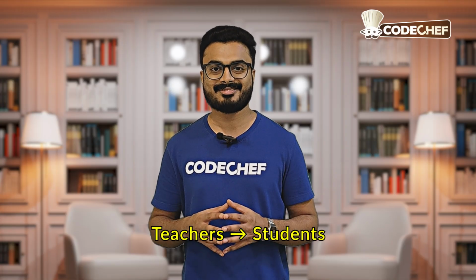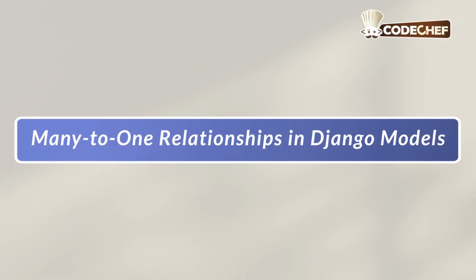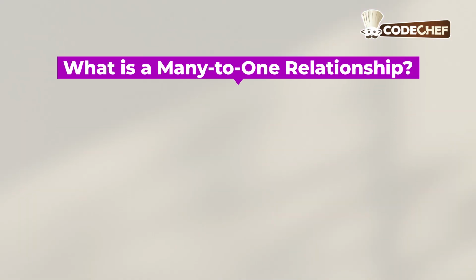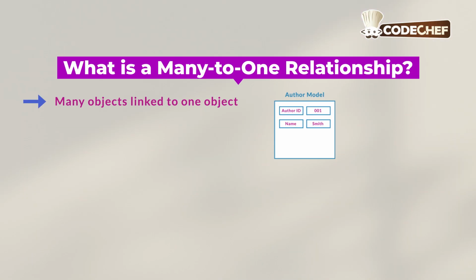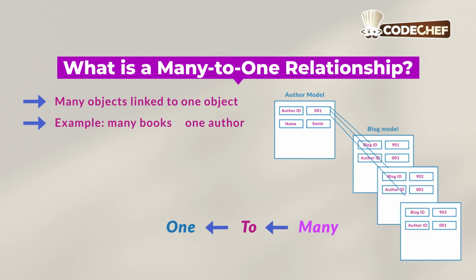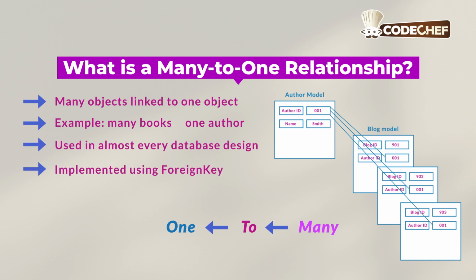So let's get started. Let's understand how Django handles many-to-one relationships and why they are essential for real-world applications. A many-to-one relationship means that multiple objects from one model can be connected to a single object from another model. For example, one author can write many books. In Django, this is implemented using a foreign key.